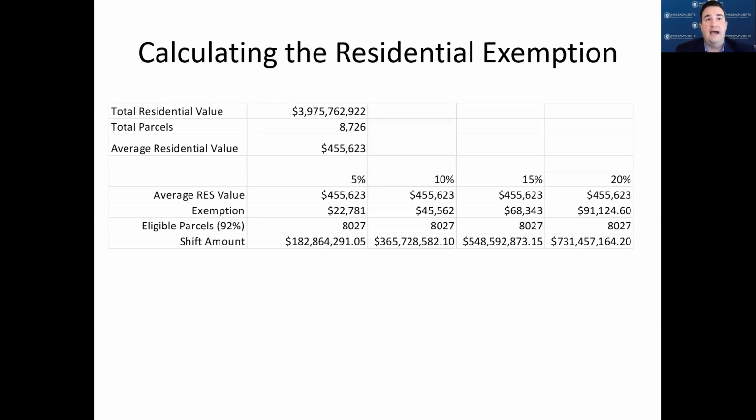So how does the residential exemption work? The residential value of the parcels is divided, and you basically come up with an average residential value. This is a very simplistic way of looking at it, and I'm sure Pam and other assessors have a more complex way of forecasting this. But I think it's a very easy slide to put together and to show the impacts of 5%, 10%, 15%, and 20% for the average res value.